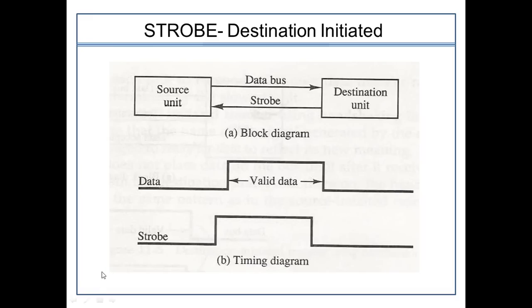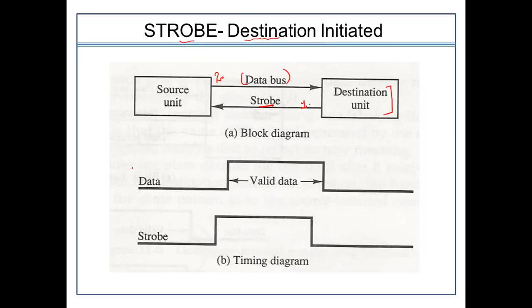Now, how does the destination initiated strobe signal work? First of all, if the destination unit is ready, it sends a control signal to the source unit saying that I am now ready to receive the data. The source receives it, and only after receiving this strobe does the source send its data on the data bus. Then the data is validated and received by the destination. So this is how the strobe signal initiated from the destination works.